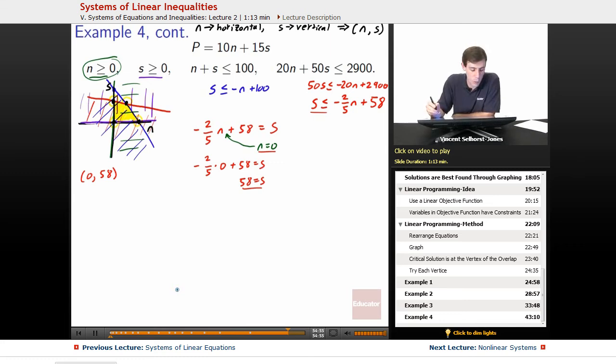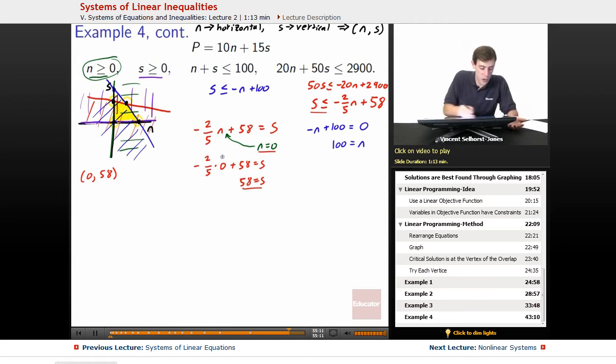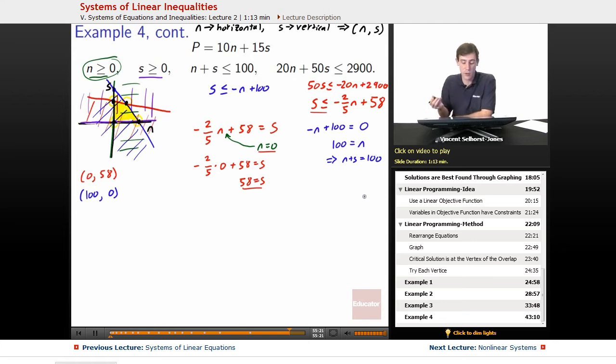Next up, let's look at where the blue intersects the purple. So -N plus 100 equals, the purple had a height of S equals 0, no height at all. So that's just going to be 0. So 100 equals N. That means we've got 100, 0, because if we were to plug that into N plus S, N plus S equals 100, since we're dealing with the lines now.